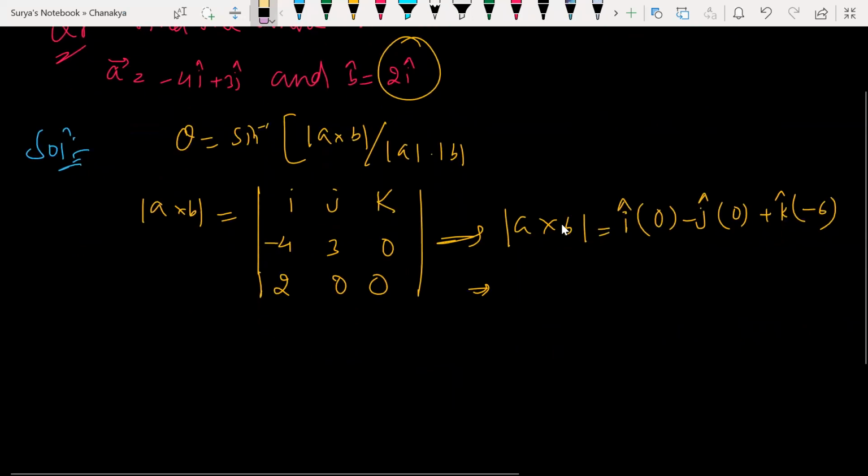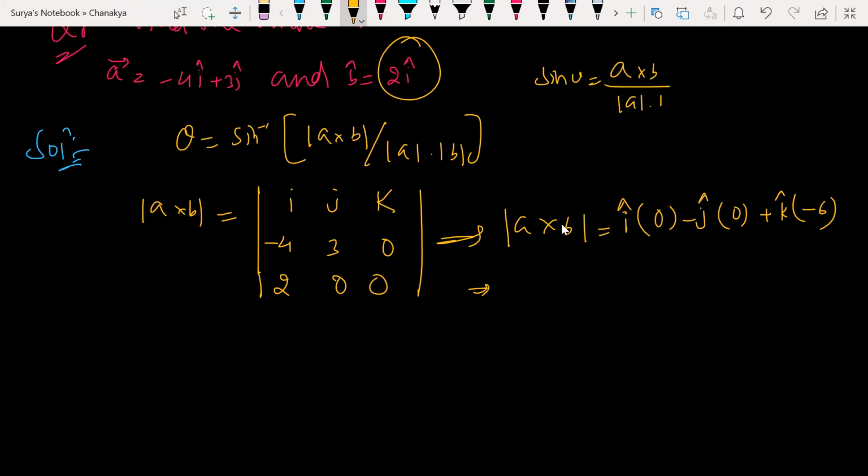This is the formula. How did I get this formula? You might be getting a doubt. How did I write this formula, beta? You know the formula, right? Sin theta can be written as A cross B upon magnitude of A into magnitude of B. Am I correct? Is it clear, people? Yes, sir. Make it fast. Here I got minus 6k cap.